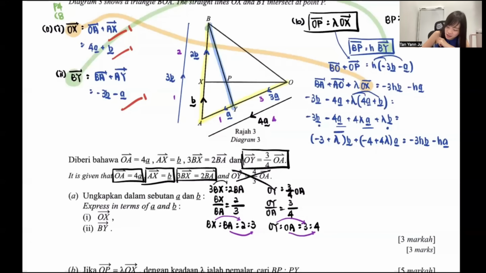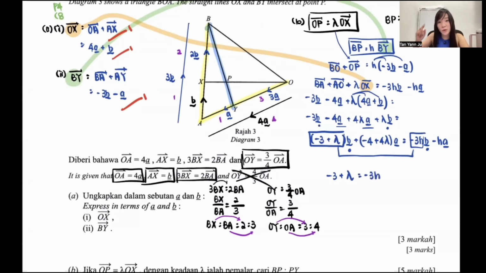Compare. So isn't it, this one has a B on the left side, there's one B on the right side. So 1 to 1, isn't it? I can compare. So the one in front of the B and the one in front of the B will be the same. Then another one also I compare. Here got 1A, here got 1A. The one in front of A and the one in front of A, again, we compare. They should be the same. Can you see it? So negative 4 plus 4 lambda equals negative H.